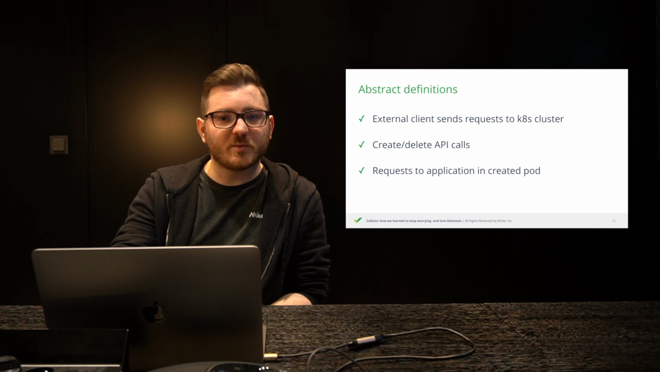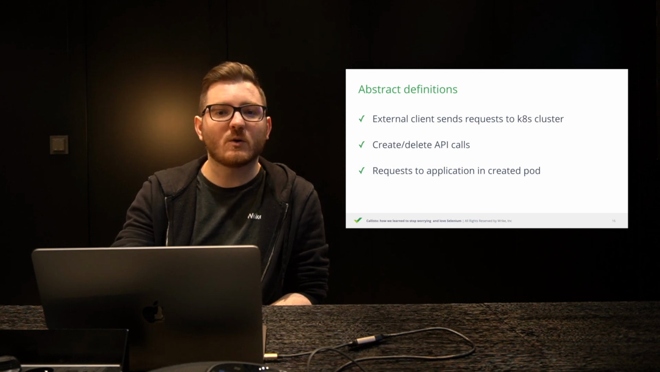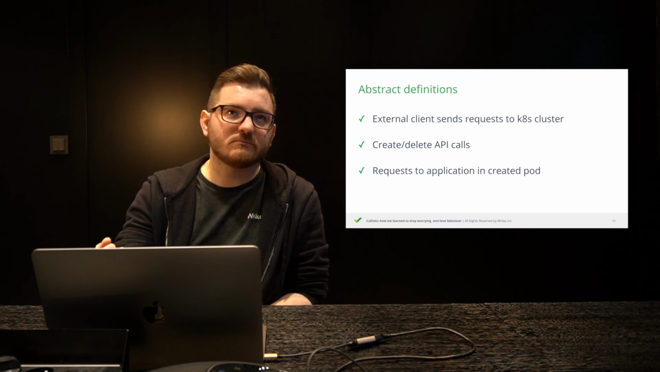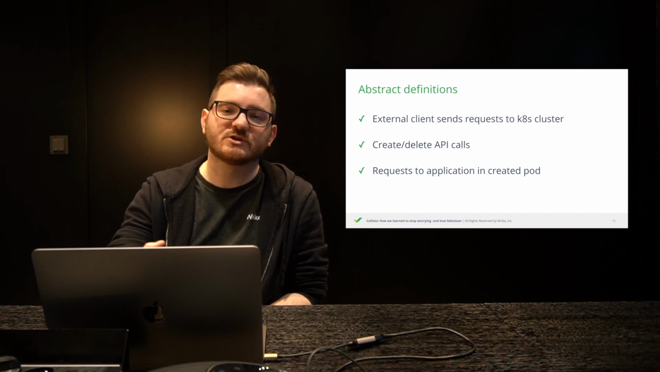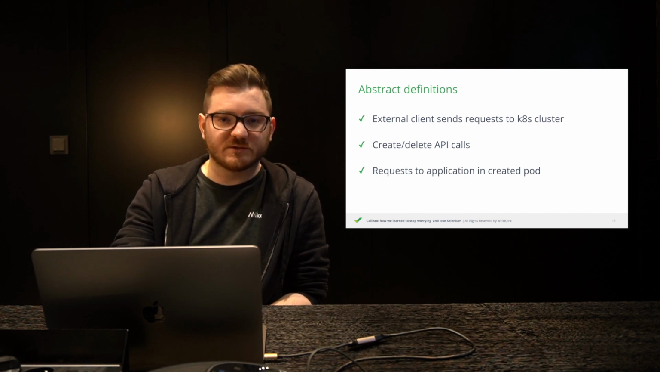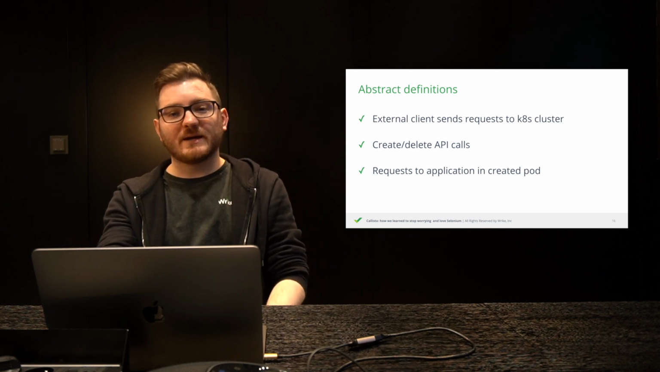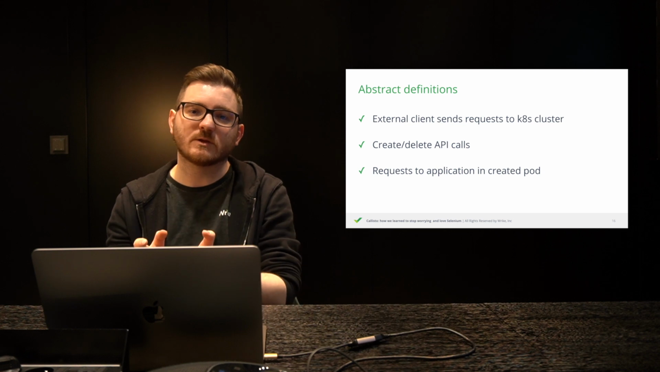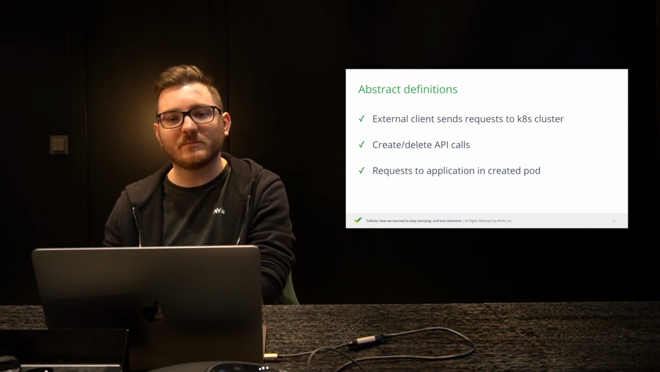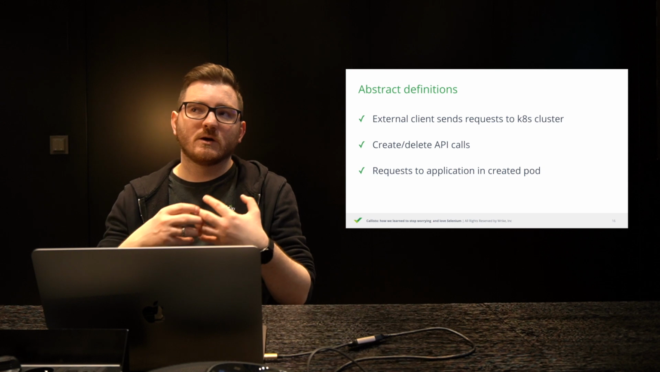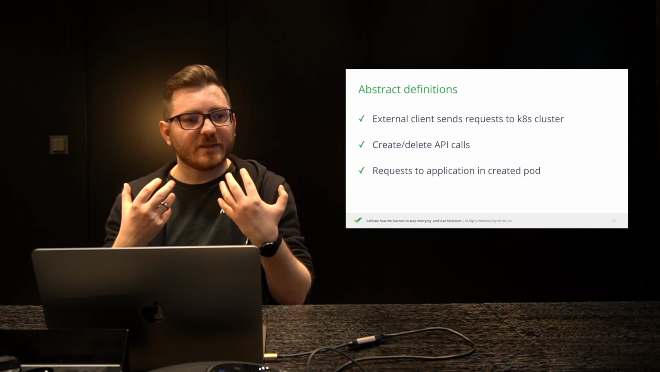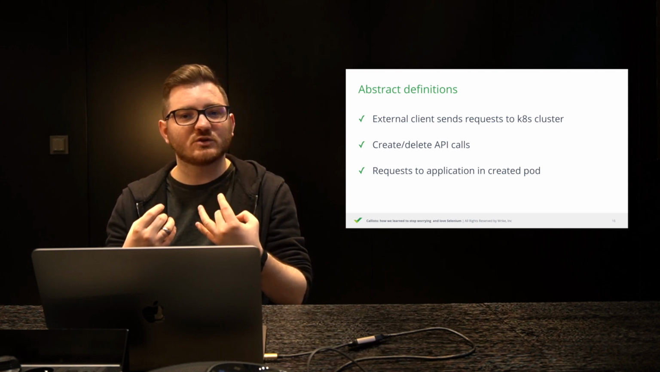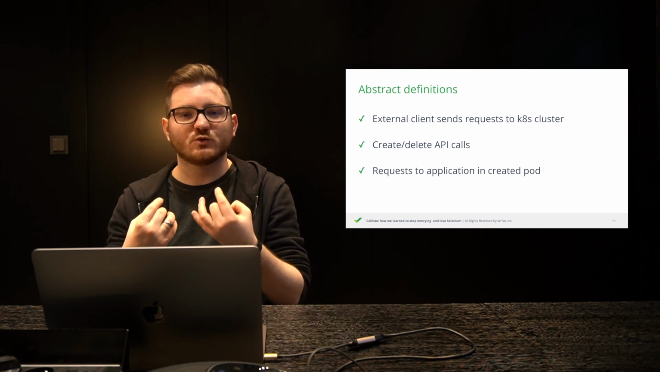So if we want to process requests to our application, we can just use some sort of reverse proxy, for example Nginx. But if we want to interact with the Kubernetes API server, we need some service between our external clients and the Kubernetes API server. So that's why we decided to create our own solution for this.